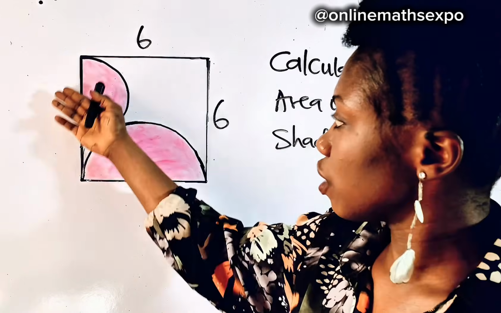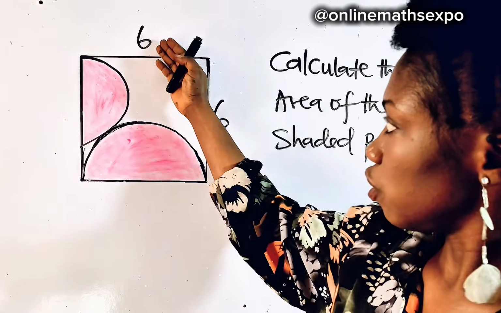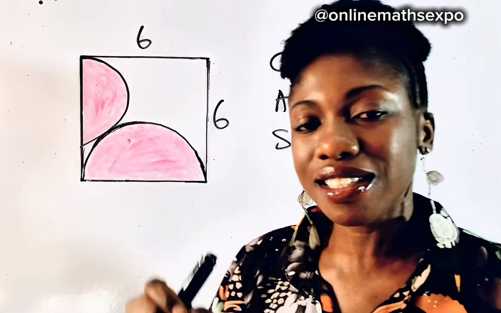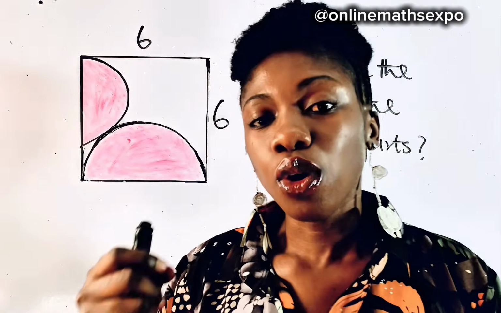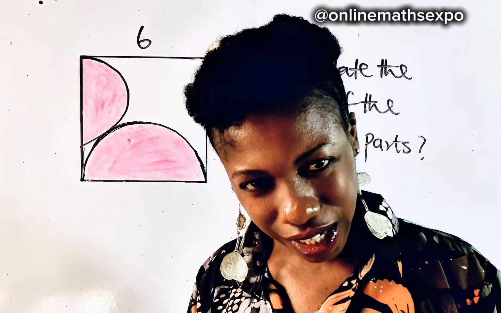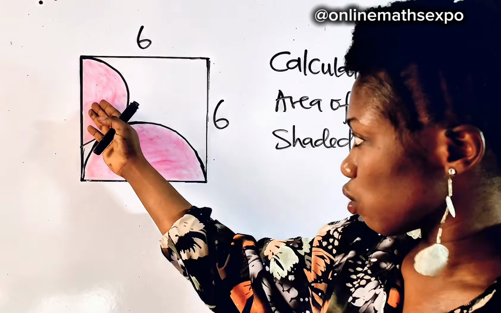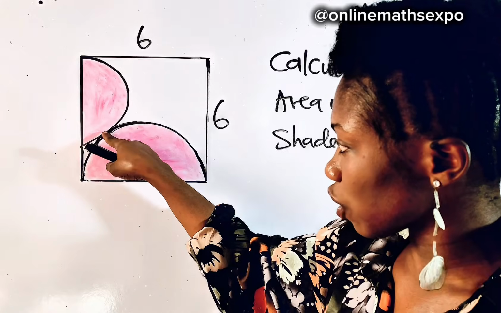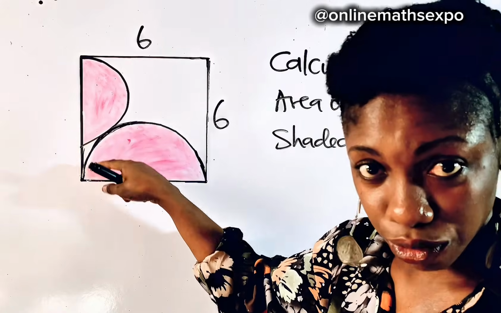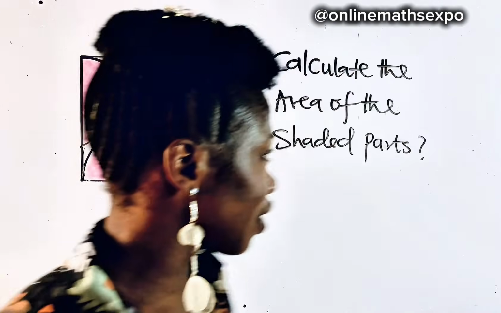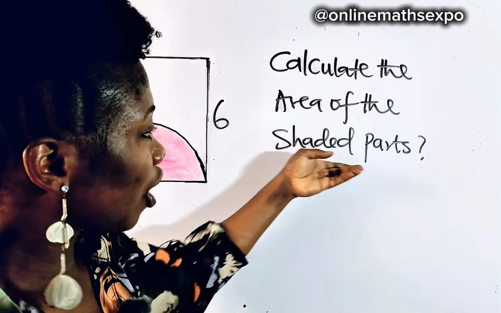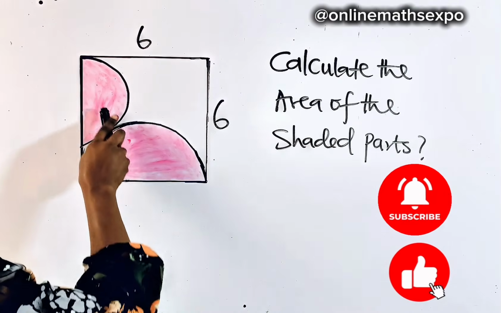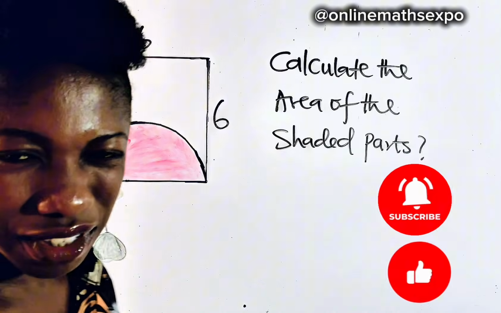Now we are given this is a square. You notice that each side is 6 units, and inscribed inside this square are two unequal half circles. You can see these are two unequal half circles, and you notice that the two circles are touching each other at this point, the circumference. And the question is asking us, calculate the area of the shaded part. So we want to get the area of these two shaded unequal half circles.